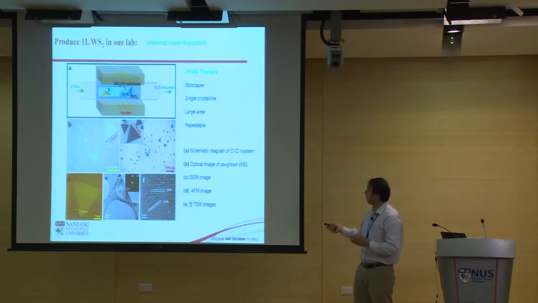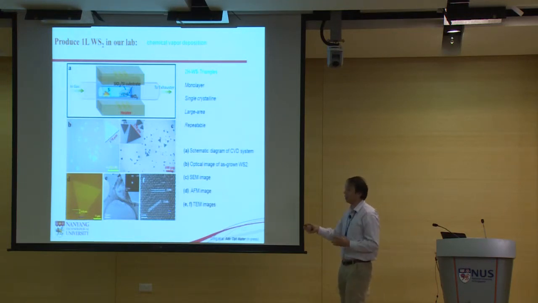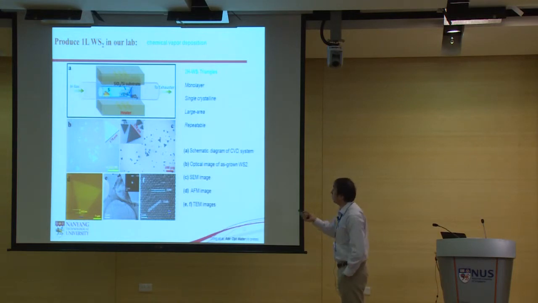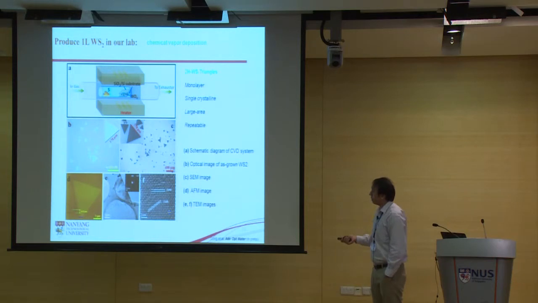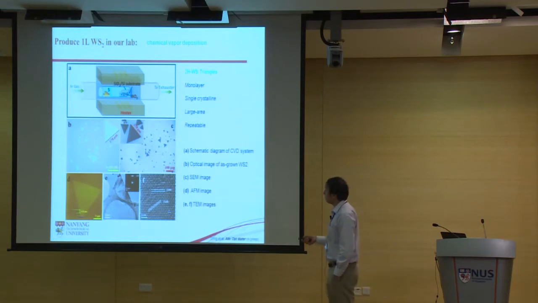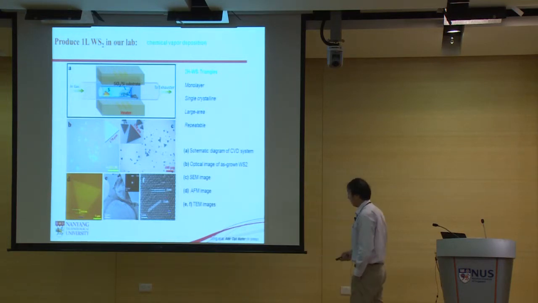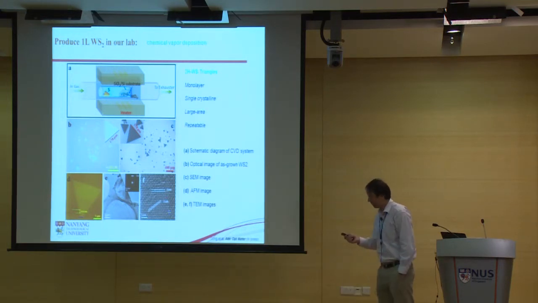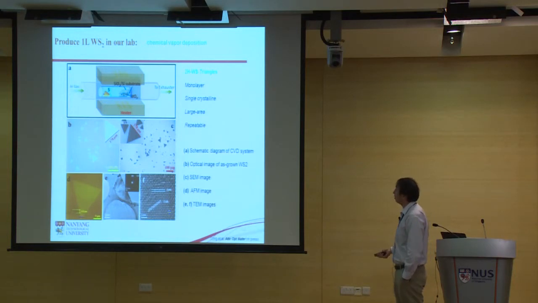So the largest one we have is close to 250 micron now for the single flake of a monolayer, single domain WS2, tungsten disulfide. And the AFM clearly tells us this is a single layer. As you can see, the thickness is around 0.7 nanometer. And the TEM shows the high crystal quality of the single-grain tungsten disulfide made by our strategy.